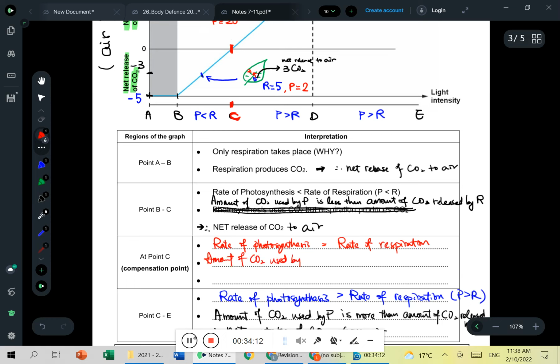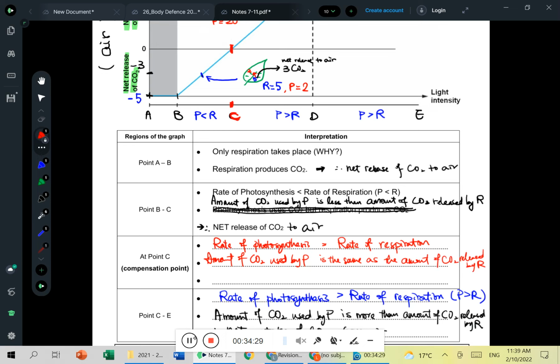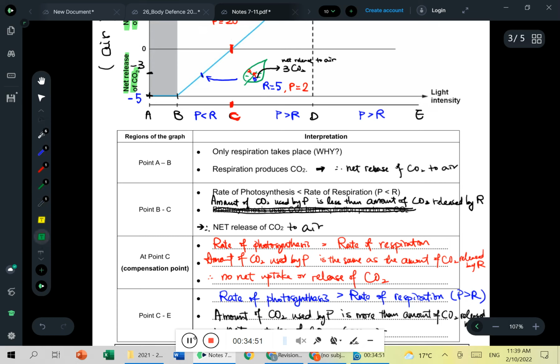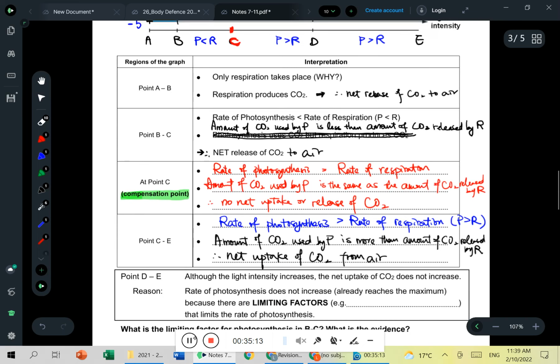第二句點寫啊？It means that the amount of CO2 used by P is the same as the amount of CO2 released by R. So what would be the gaseous exchange with the air? 咁即係話 respiration 整嘅 CO2 啱啱好夠 photosynthesis 用晒，咁所以咪 no net uptake or release of CO2 咯。And we call this the compensation point because it compensates the amount of CO2 produced by respiration is just enough to compensate the CO2 usage by photosynthesis. And that's why it's called compensation point.